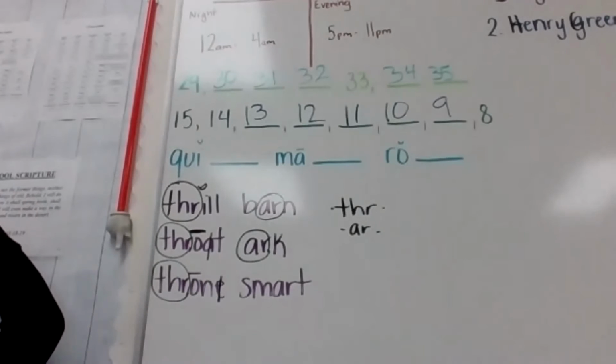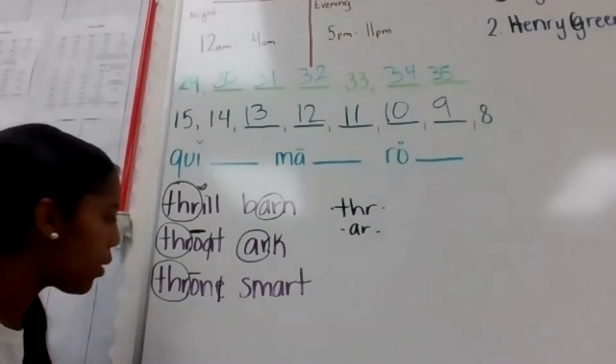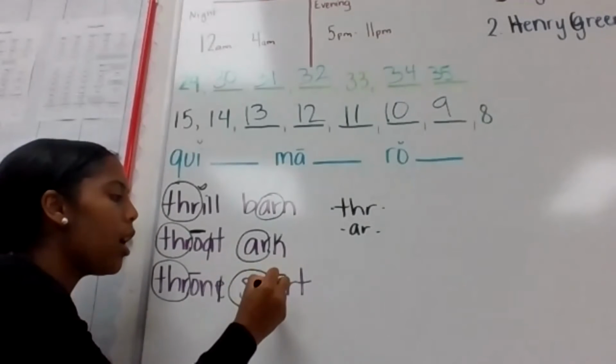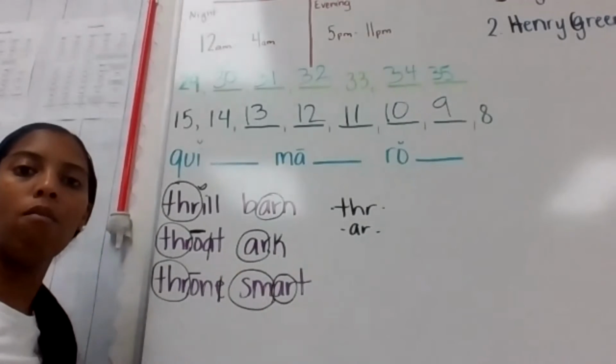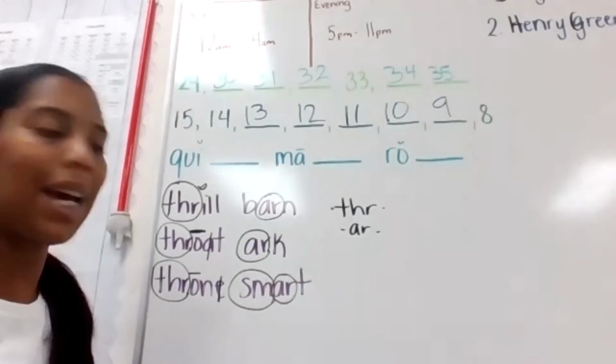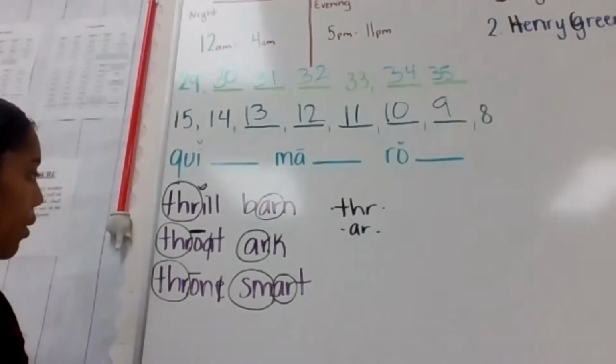Anyone want to do this one for me? Throne. Okay, Avaya, you'll do this one. Throne. Next, we have SM ARR. What's the word, Avaya? Smart. Smart. Yes. Good. Awesome. Like you all are smart.